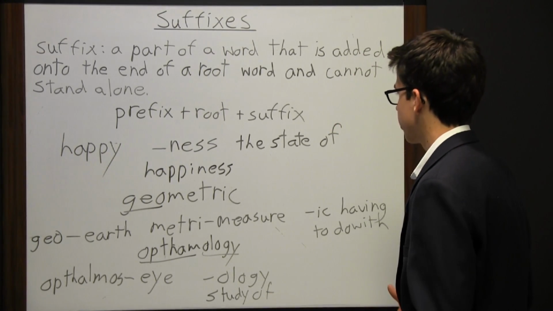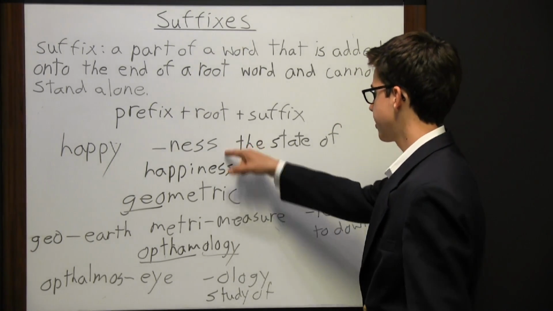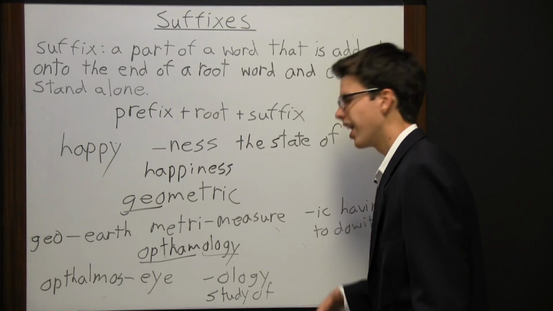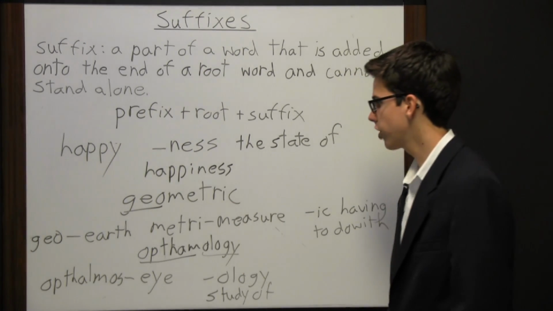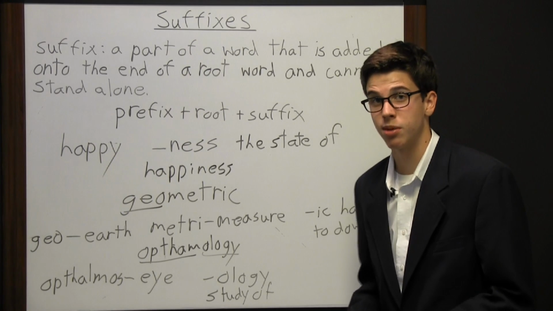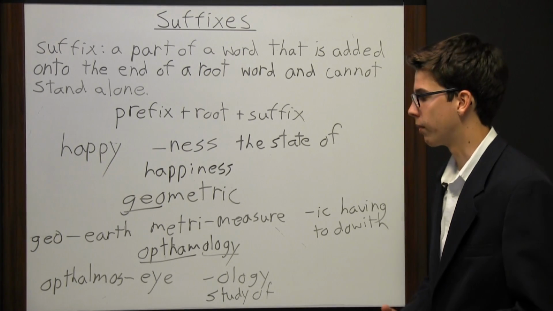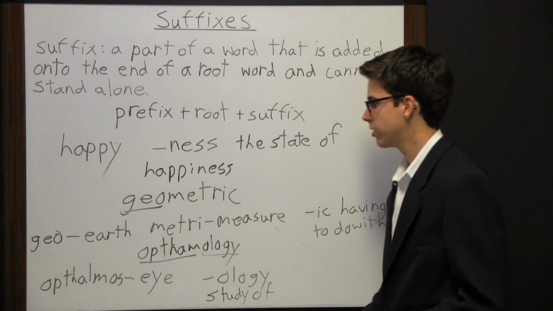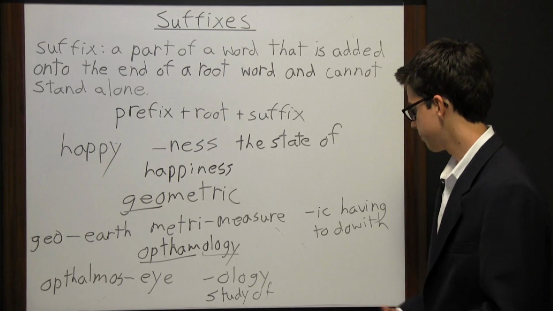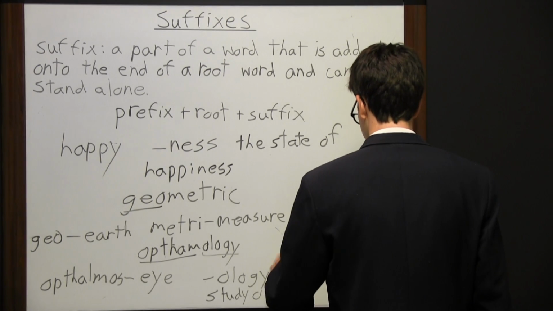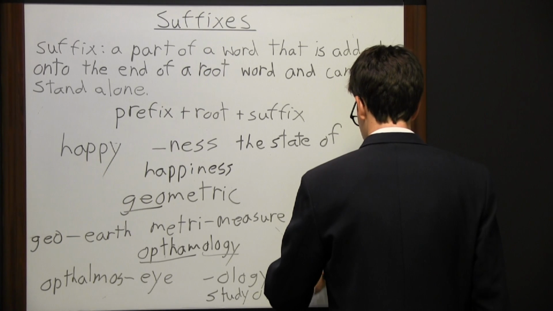Now, a couple of the suffixes we looked at here were ness, ic, and ology. And there are many more suffixes. And so if you're able to learn the meaning of some of the suffixes, then you can oftentimes just look at a word and figure out what it means. Another thing you can do, say, for example, like I said earlier, say you saw the word zoology.